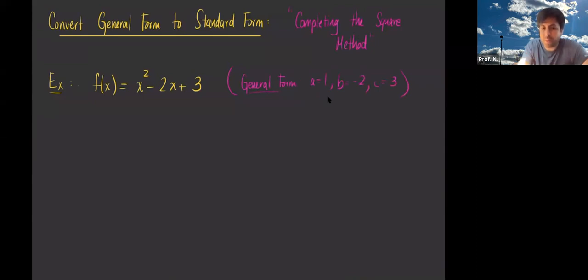which is a times (x minus h) squared plus k. Okay, so then what that entails is that I need to look at the first 2 terms of the general form, and I want to complete the square. Complete the square. Does anybody remember how we complete the square?